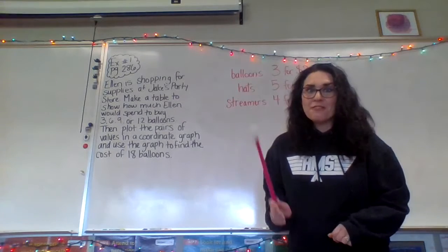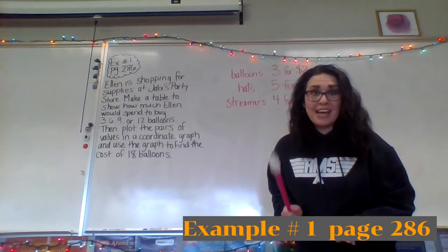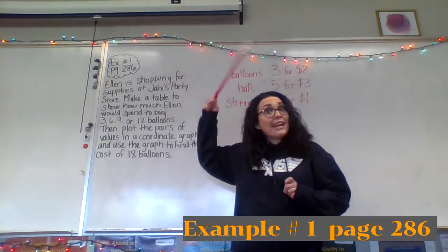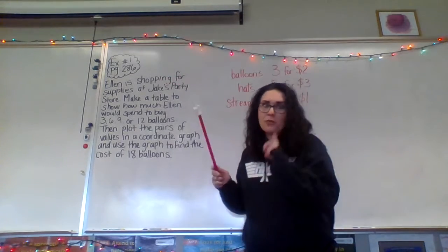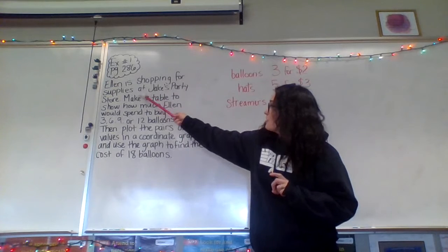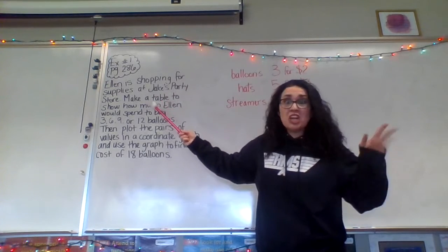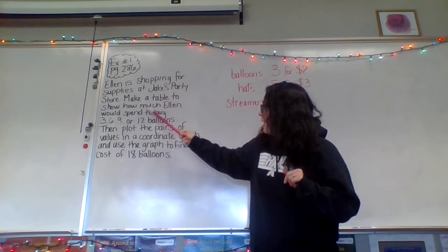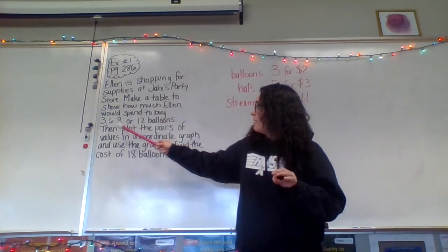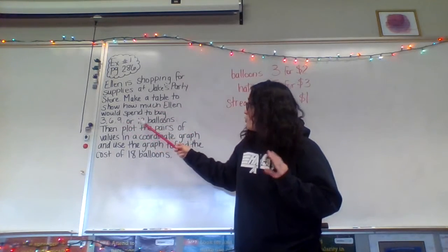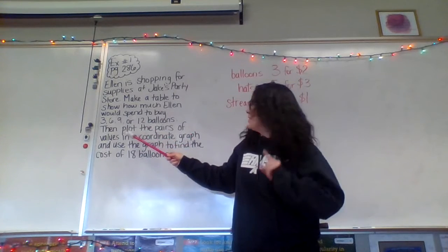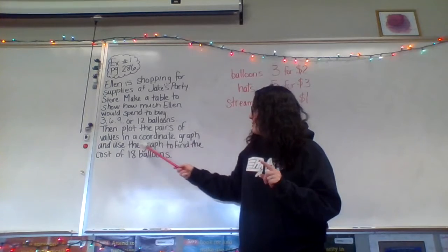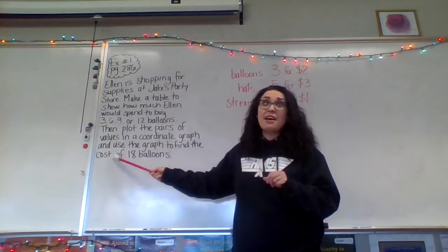All right, my friends, the first problem we're going to look at together is example number 1, on page 286. Here's what we got. Ellen is shopping for supplies at Jake's party store. She's going to have a little fiesta, great for her, right? Make a table to show how much Ellen would spend to buy 3, 6, 9, or 12 balloons. Then plot the pairs of values in a coordinate graph and use the graph to find the cost of 18 balloons.